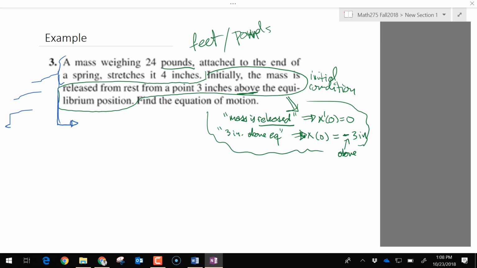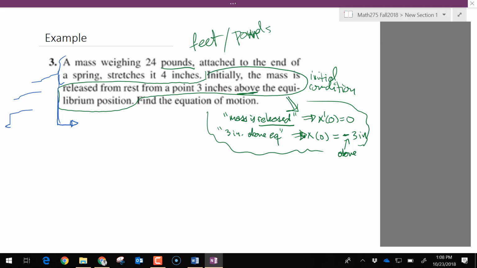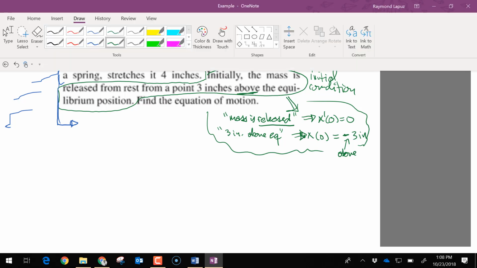So anyways, we'll do a different example where we're talking about things measured in the metric system. But for now, let's finish this up.